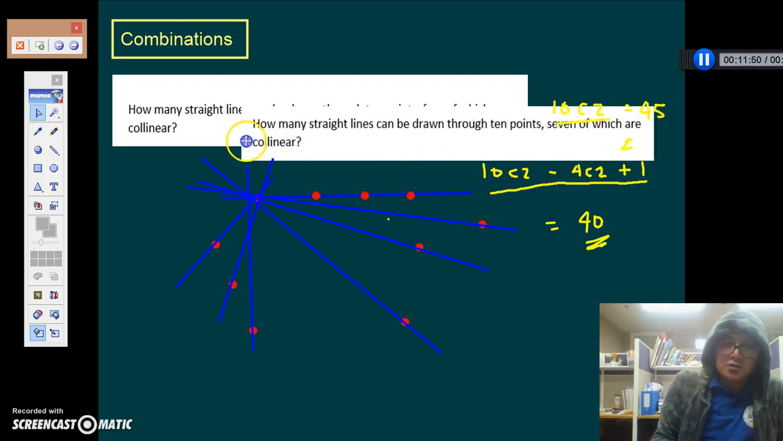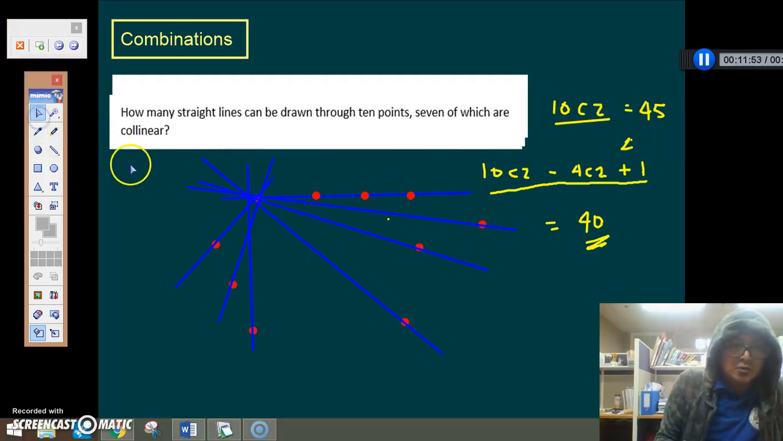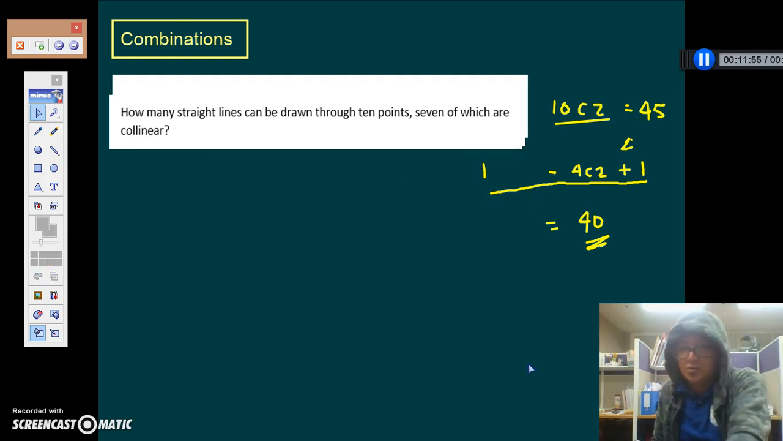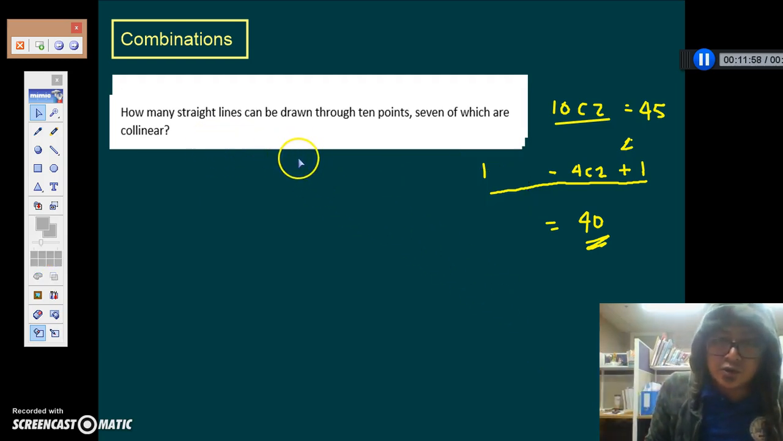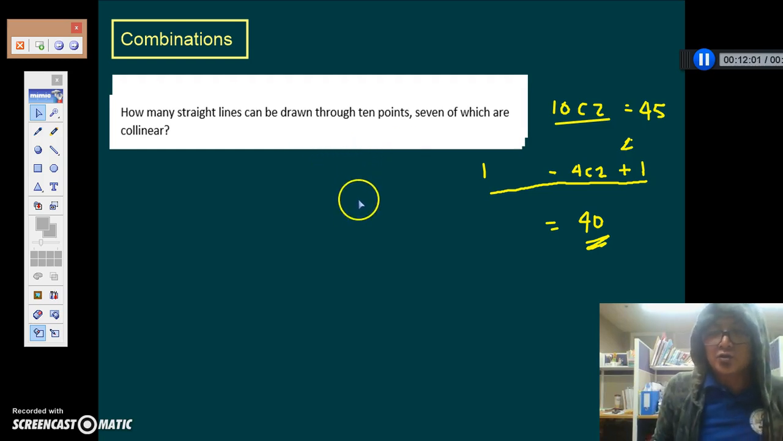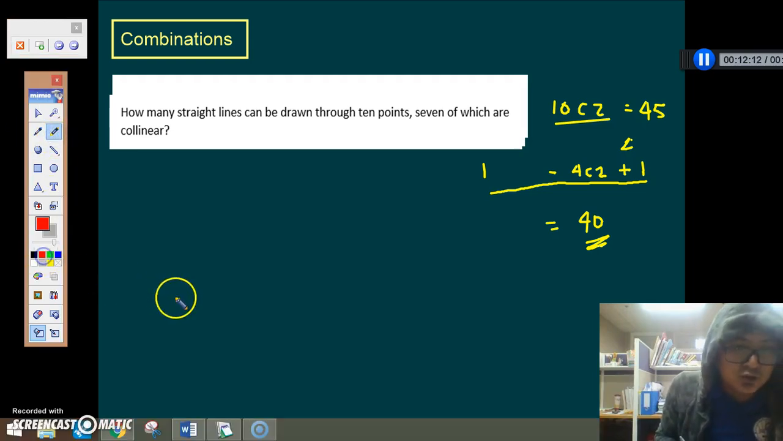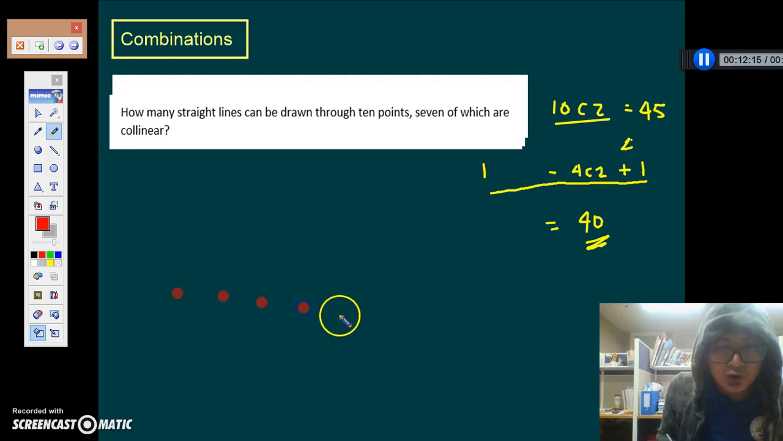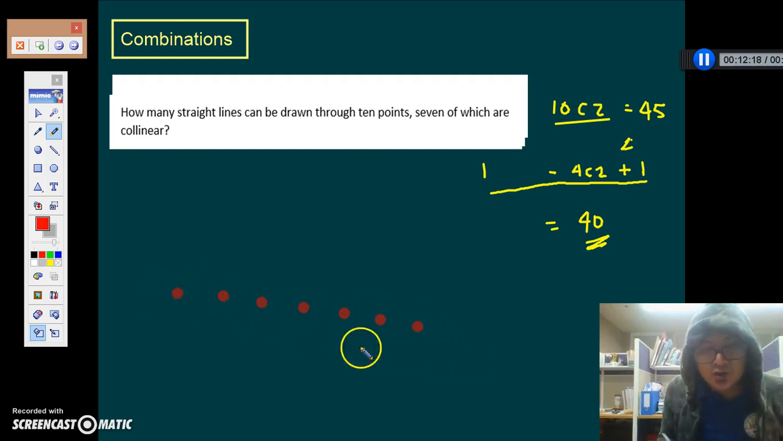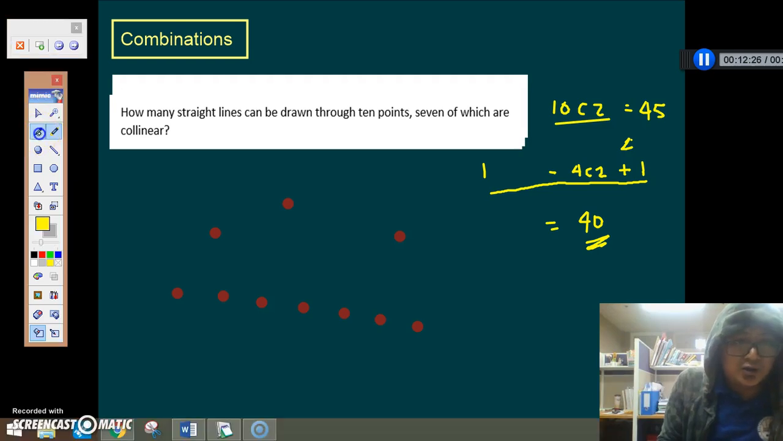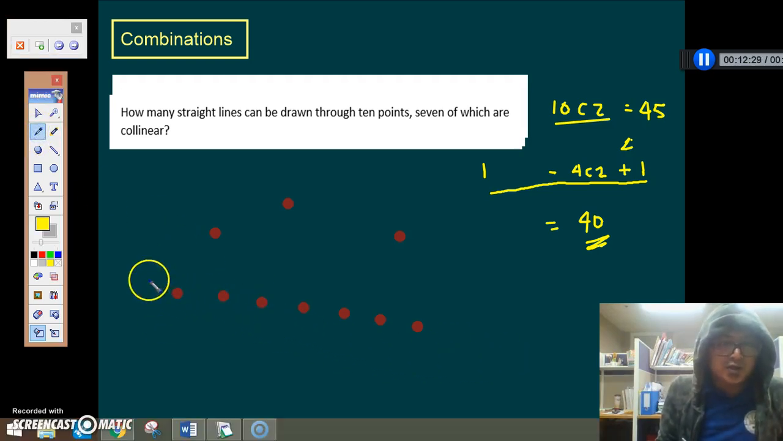Let's have this. Okay, so you have how many straight lines can be drawn through 10 points, 7 of which are collinear. So here, in this case, there are 7 points that lie in the same line among the 10 points. So this is basically easy to count. 1, 2, 3, 4, 5, 6, 7. Suppose these are your 7 points that lie on the line. So the other 3 must be not on this line. So we can basically count here.